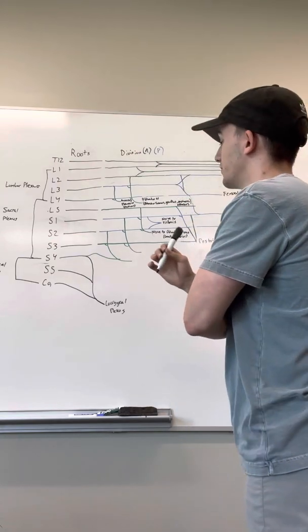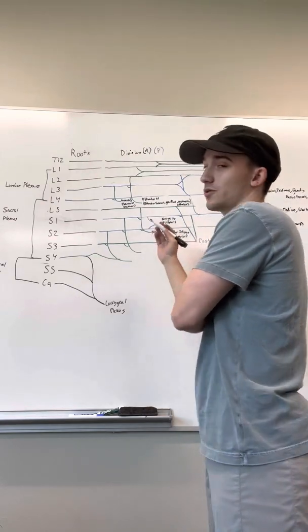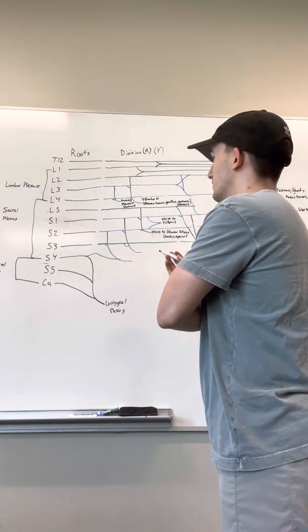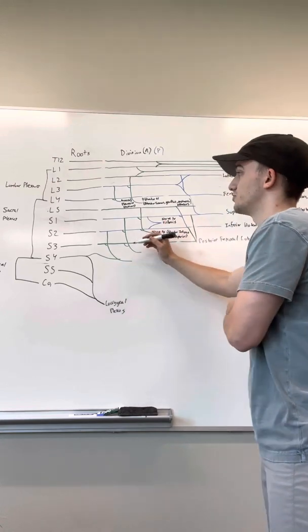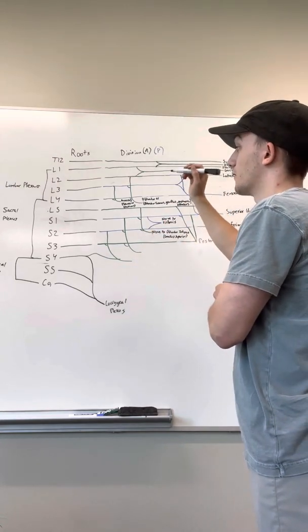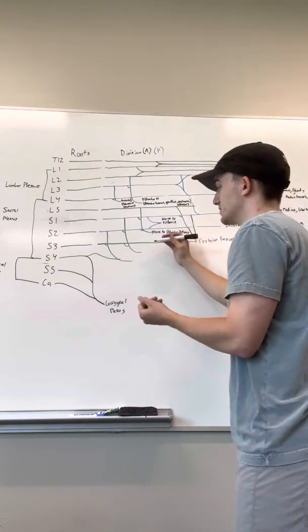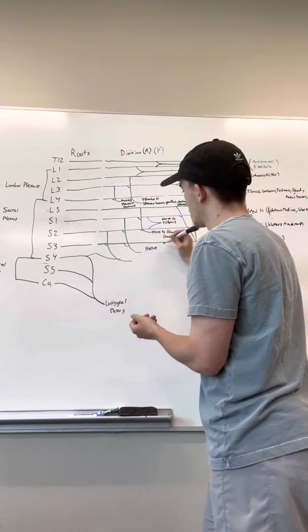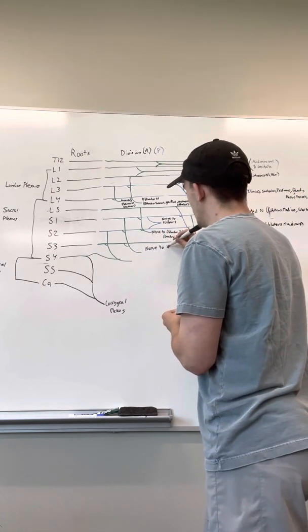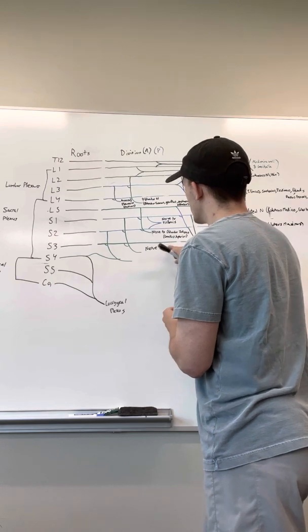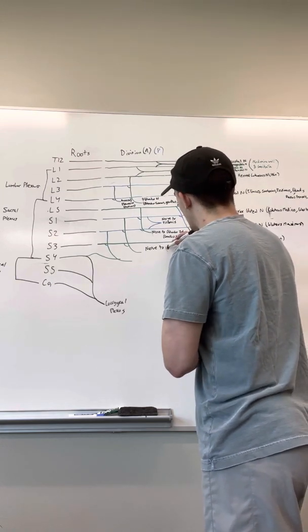Next, for the one from S1 to S3, this is how it's drawn in the video, but again, it's not exactly here. It should be from L4 to S1. But anyways, this is the nerve to the quadratus femoris.